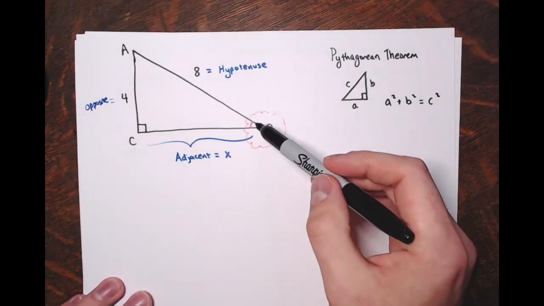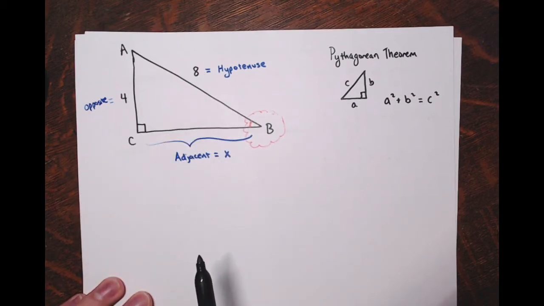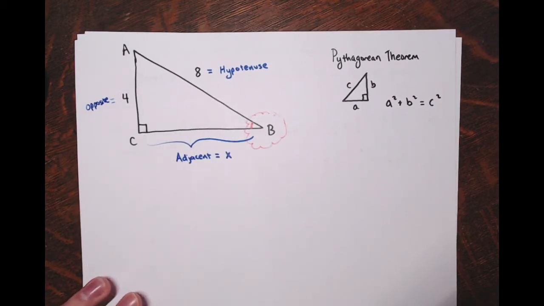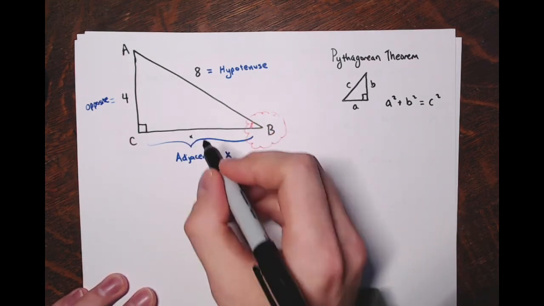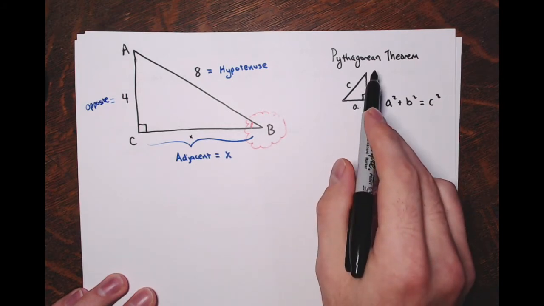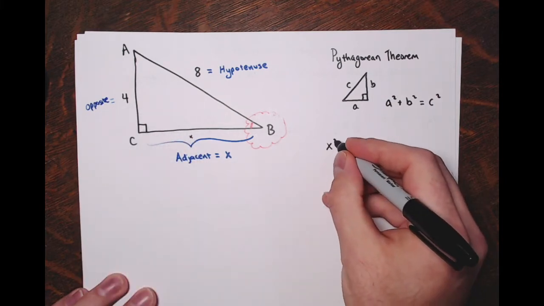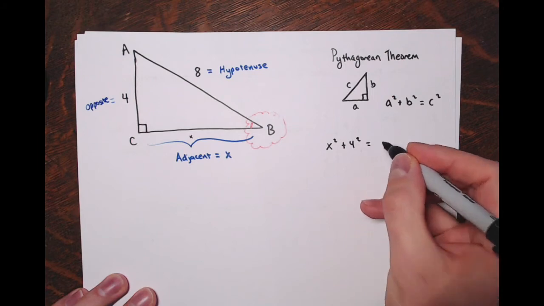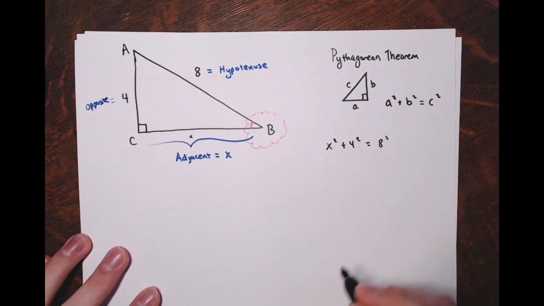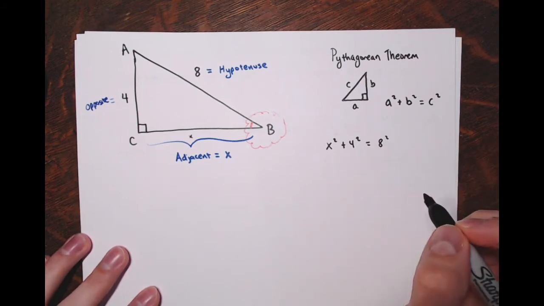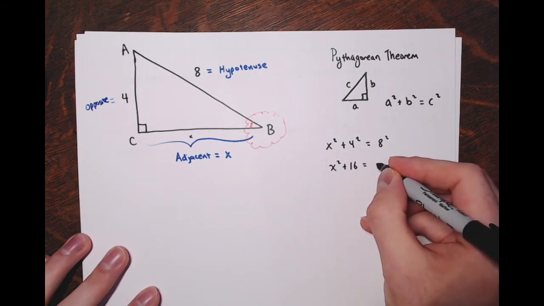Because I know that the side opposite angle B is 4 units long. I know the hypotenuse is 8 units long. I just don't know the length of this adjacent side. So again, I'm calling it X units. Let's say this is X units long here. So according to the Pythagorean theorem, the sides that form the 90-degree angle, add those squares up, x squared plus 4 squared should be equal to 8 squared, the hypotenuse squared. And then we solve this for x. And we have x squared plus 16 equals 64.